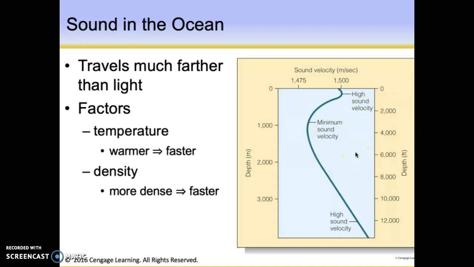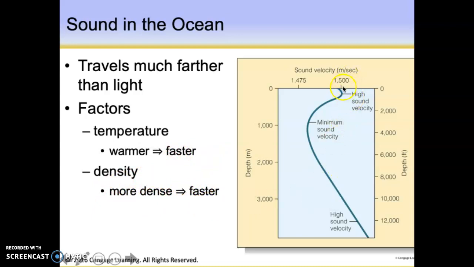Organisms that live in the water, as we'll find at the end of the semester when we talk about life in the ocean, those organisms have different techniques for hearing things that are going on in the ocean. So the key factors for sound traveling are temperature and density. The warmer the water is, the faster the sound will travel. And the denser the water is, the faster the sound will travel.